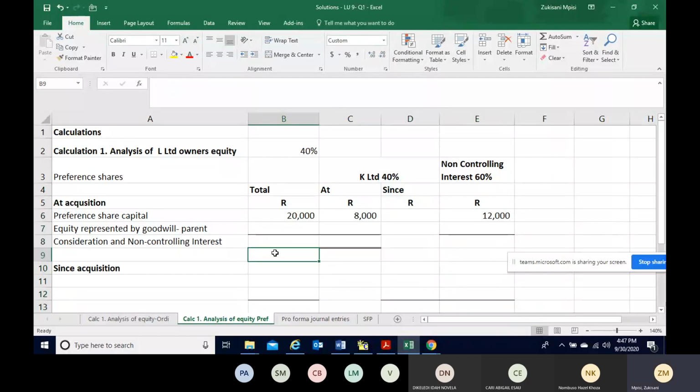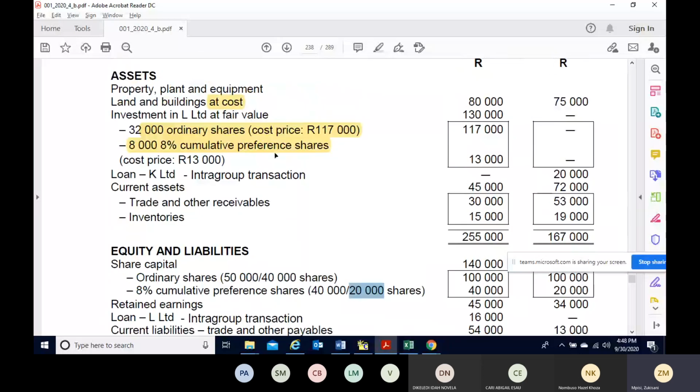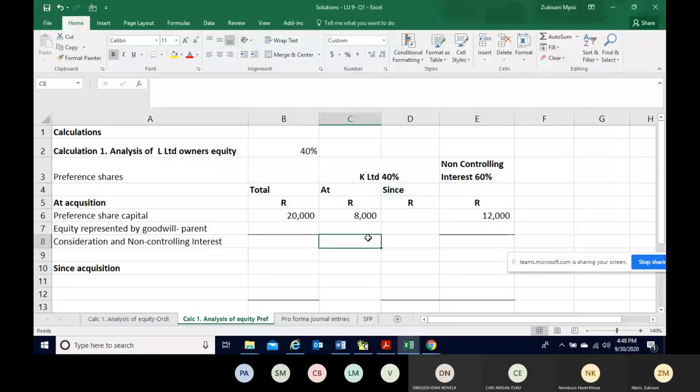Right, then we look at the preference share capital. We don't have any other transactions such as revaluation surplus or retained earnings. So we immediately look at how much the preference shares were purchased for. We can quickly see that when we're looking at the cost price. So 8% cumulative preference shares were purchased for 13,000, and we can easily continue to make the non-controlling interest 12,000. There is no goodwill for it.